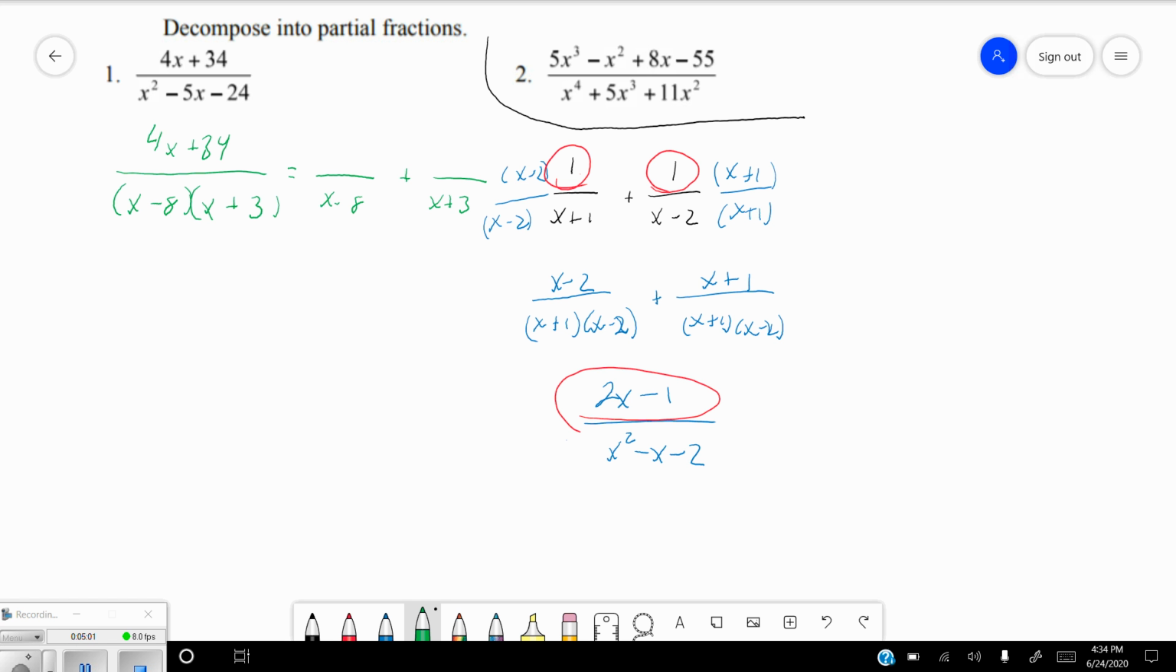So what we need to do is we just need to put some variables up there because we don't know what they are right now. So for right now, I'm just going to call this A. I'm going to call that B since we don't know what it is.